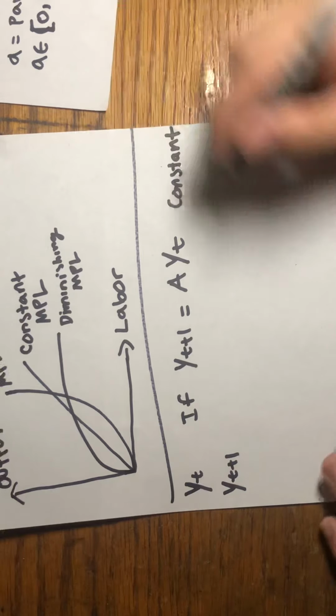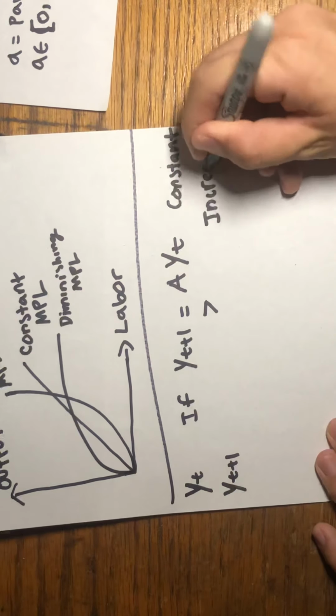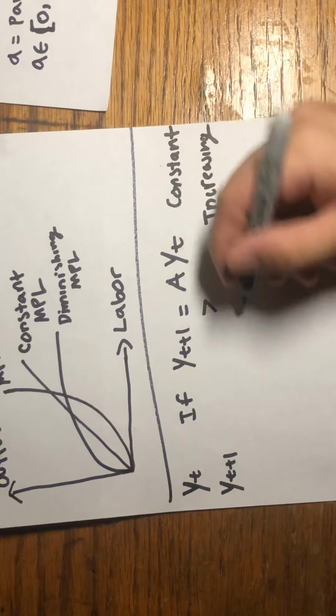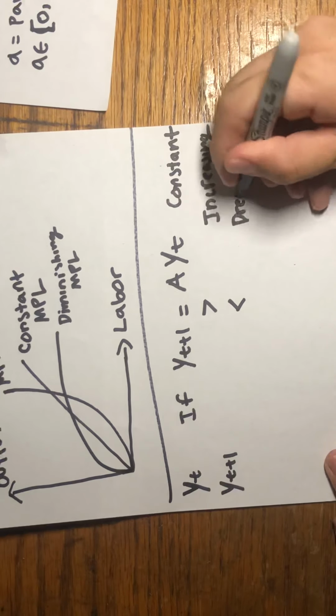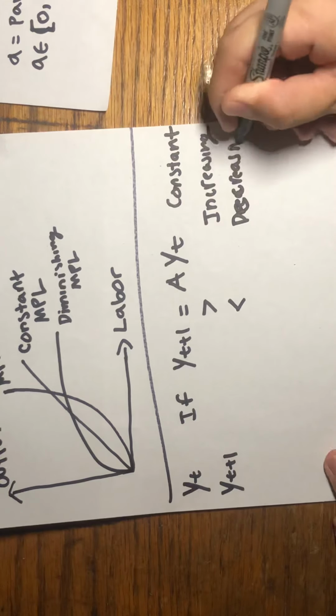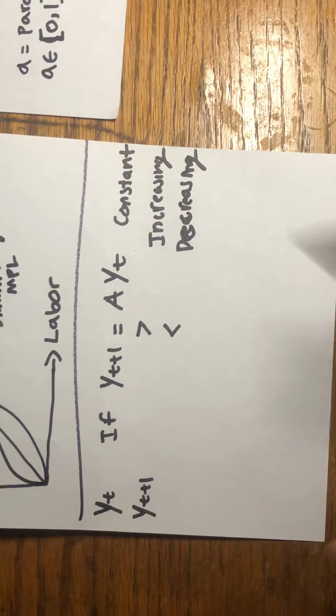Now, if we observe that our future output is greater, then we're having increasing productivity, or increasing returns to scale. And here, this is decreasing returns to scale. So we're observing decreasing productivity, essentially. Okay, so I guess to go over some mathematical examples of how to solve for this.